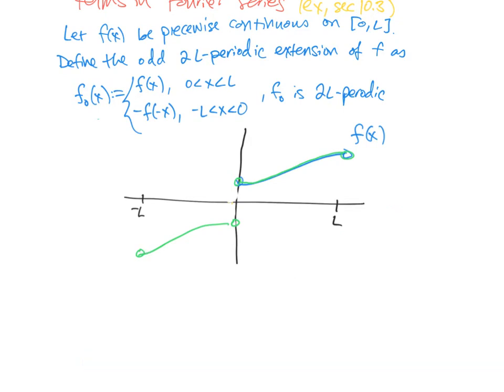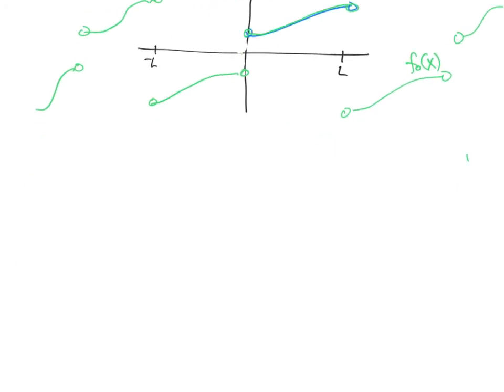And then just for fun, we'll extend this to be periodic. We'll just repeat the same thing over and over again, so that it is defined on the entire real line. So this green one is f sub O of x. So now let's think about what our Fourier series would be for f sub O.